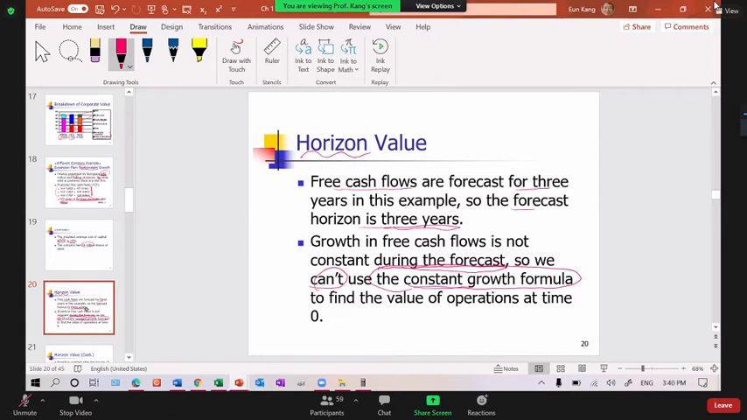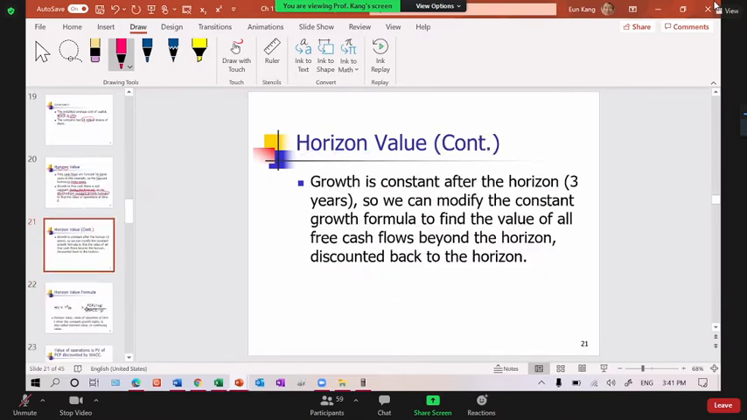So this is pretty much similar to supernormal growth rate in dividends that we covered in FIN 304, because you cannot forecast forever, right? At some point in time, you have to assume constant growth. So here, growth is constant after the horizon, 3 years. So you can modify the constant growth formula to find the value of all free cash flows beyond the horizon, discounted back to the horizon. So you're using the constant growth formula, the growing perpetuity formula after year 3, right? No other way. Just the constant growth formula, growing perpetuity. So what we did just before, right?